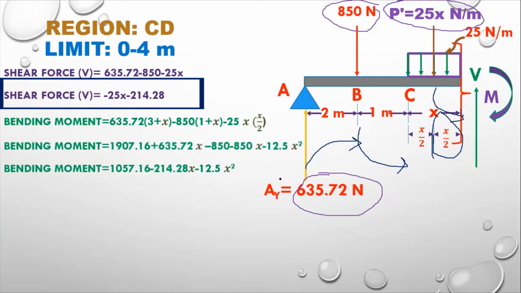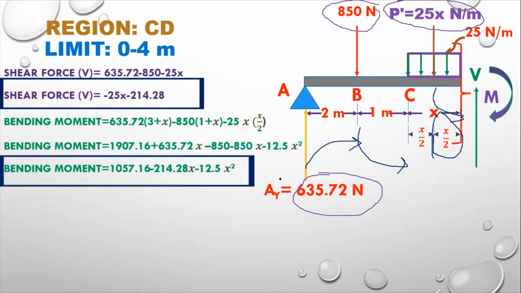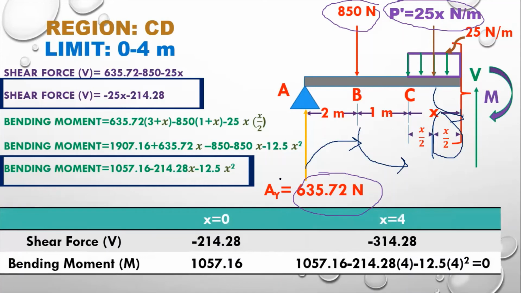When I simplify this equation, the simplified equation will be 1057.16 minus 214.28x minus 12.5x square. Now I put the values of x equals 0 and x equals 4, and then I will get the values of shear force and bending moment. In this table, when I put x equals 0 in the shear force equation, the first term minus 25x becomes 0 and this value remains minus 214.28. When I apply 4 here, minus 25 into 4 minus 214.28, the answer will be minus 314.28.